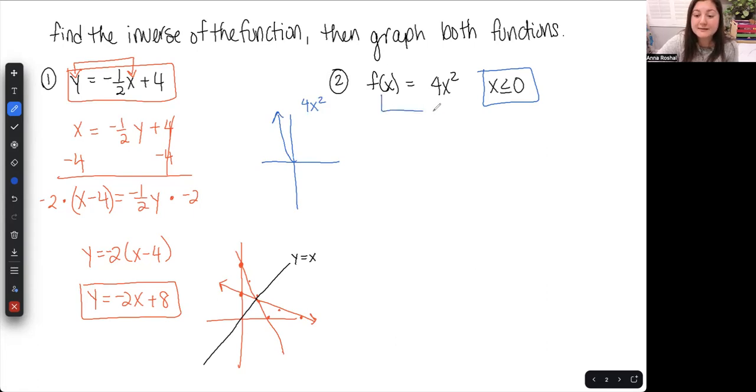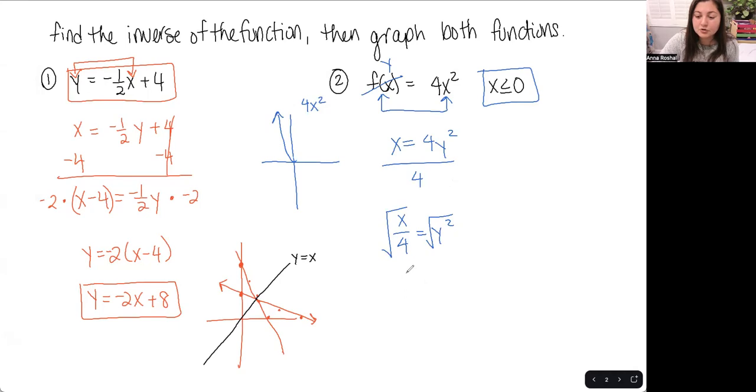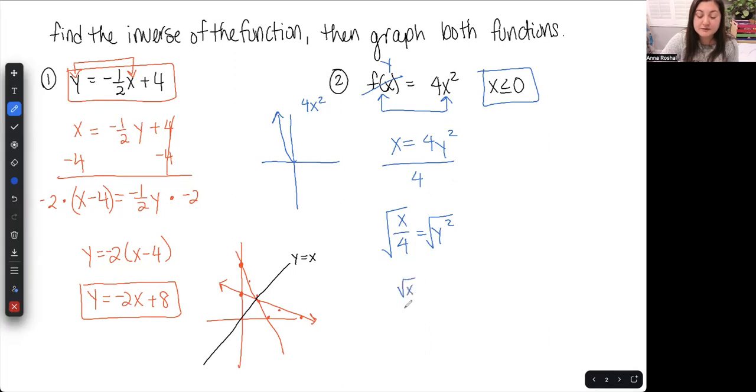So we're going to actually replace this with y, and then we're going to replace the y and the x. So we're going to end up with x equals 4y squared. In order to get y by itself, I'm going to divide both sides by 4. I'm going to end up with x divided by 4 is y squared. And then I'm going to square root both sides. So when I square root both sides, I can't really take the square root of x, so I'm just going to leave square root of x.